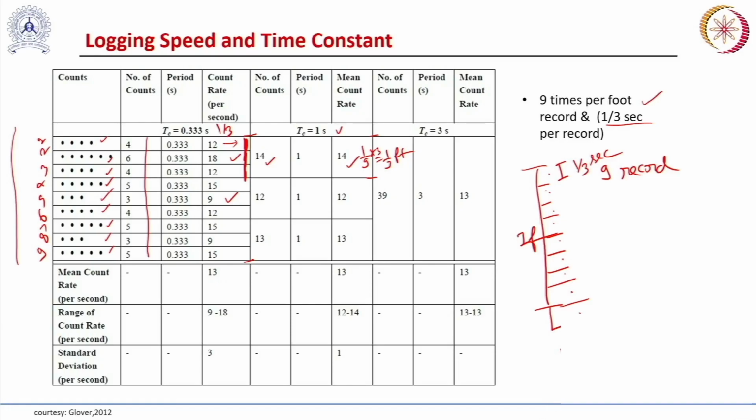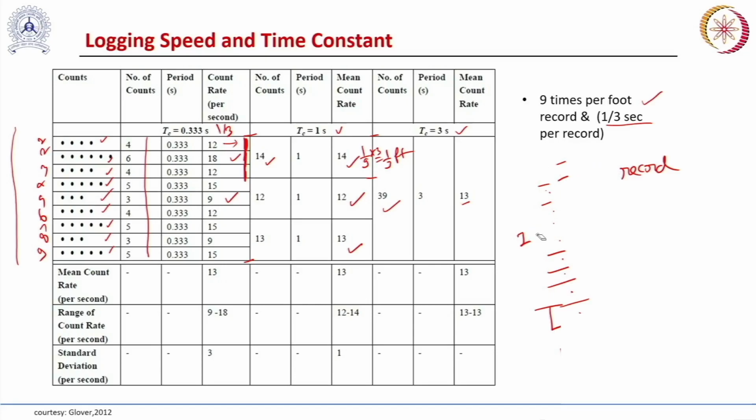So I will now have 3 intervals only. In the second interval, if I average, I will get 12, and in the third interval I will get 13. Now you can see the fluctuation is minimized. I have the mean count rate from 12 to 14 only. If I take a time constant of 3 seconds, that means I am taking 3 seconds for 1 foot, that means the whole count rate for 1 foot. What is the whole count rate? That is 39, so the mean count rate per second will be 39 by 3, that is 13 counts per second. So this is a single record again for 1 foot of the formation.